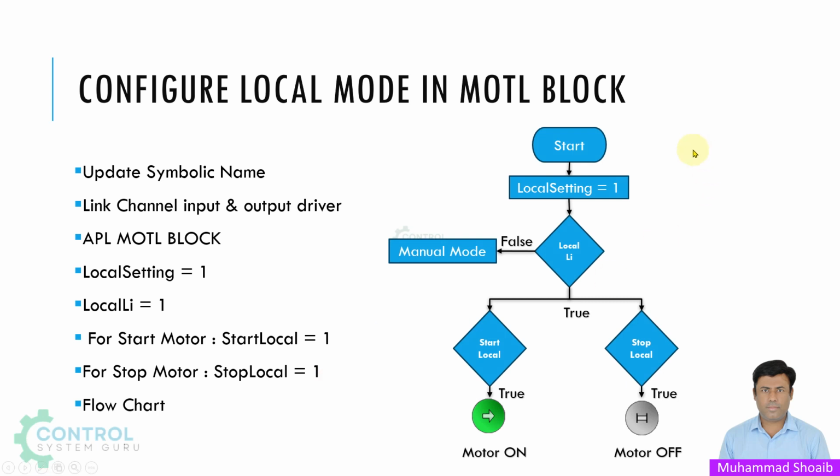So here's the flow chart. First, we have to set the local setting equal to 1. Then if we want to operate the motor in local mode, the local LI should be true. And once the start local is true, in that case the motor will run. If the stop local is true, in that case the motor will stop.